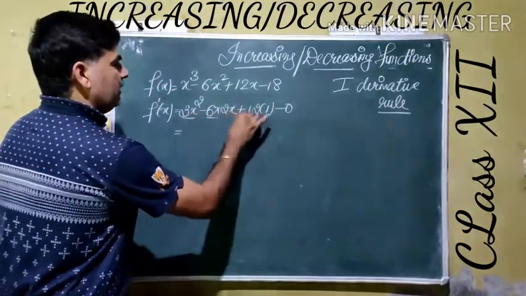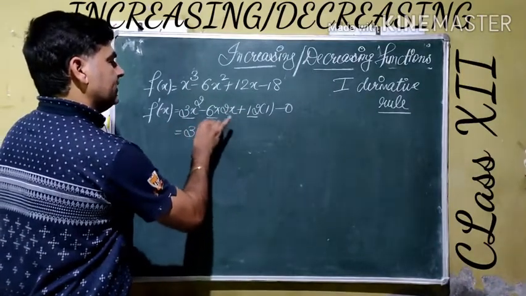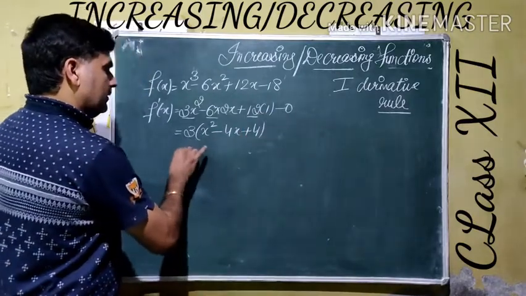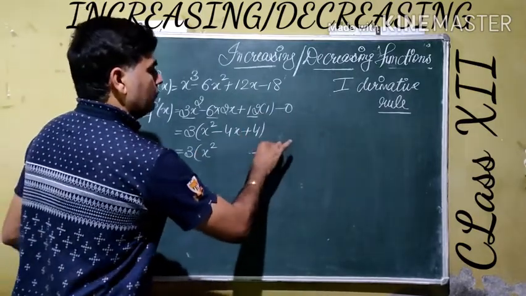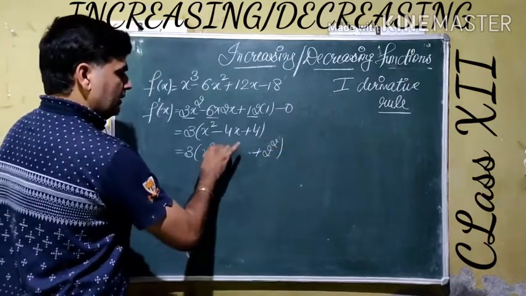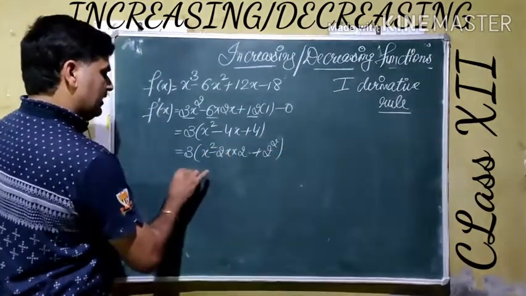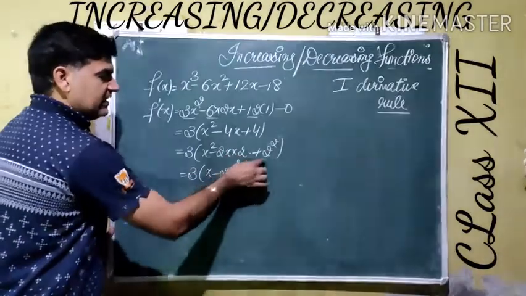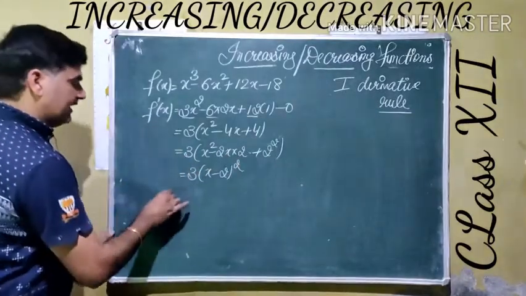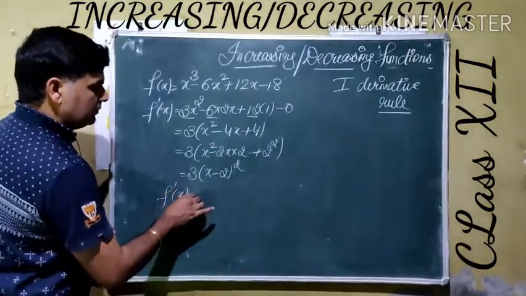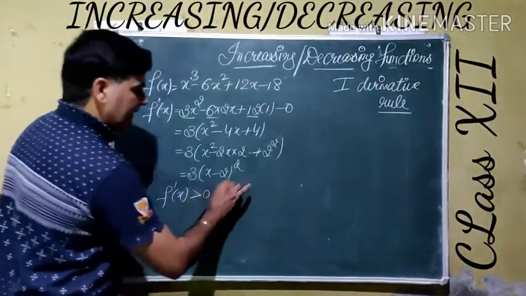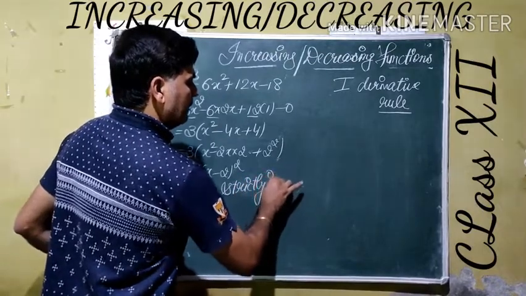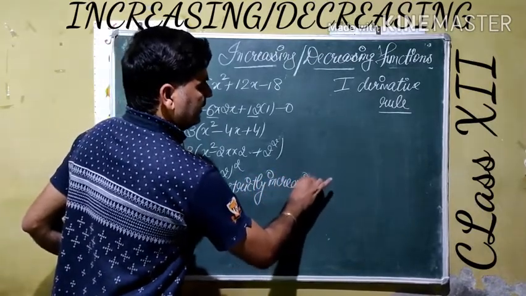If you see here, 3 is common in all, so it is 3 times x square minus 4x plus 4. Here it is a square of x, a square of 2, and the middle term is 2ab. So it becomes 3 times (x minus 2) whole square, by the identity a square plus b square minus 2ab. If after the first derivative our result comes out positive, then we say the function is strictly increasing. This is by use of the first derivative.